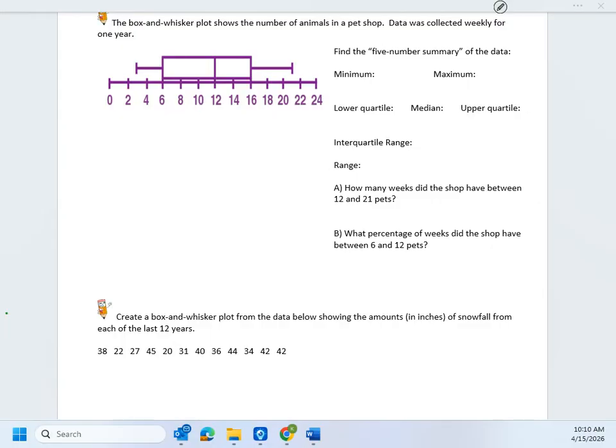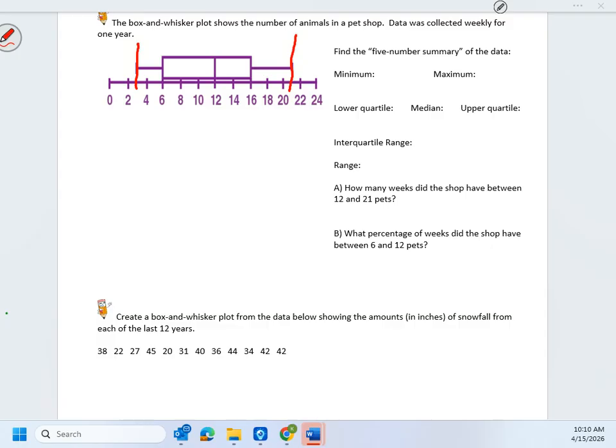What do you think the first thing you should do is? What should our first thing we do is, Joy? Okay, so you can find that minimum and the maximum. The lowest score and the highest score. Fill that in. So look to see what your lowest and your highest is.